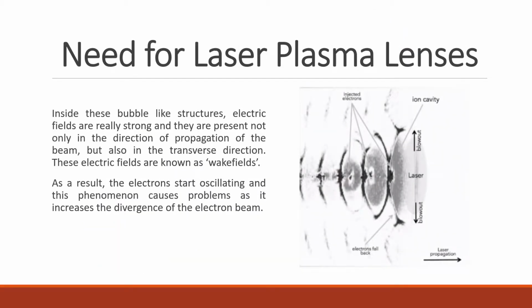Inside these bubble-like structures, electric fields are really strong and they are present not only in the direction of propagation of the beam but also in the transverse direction. These electric fields are known as wake fields. As a result, the electrons start oscillating and this phenomenon causes problems as it increases the divergence of the electron beam.